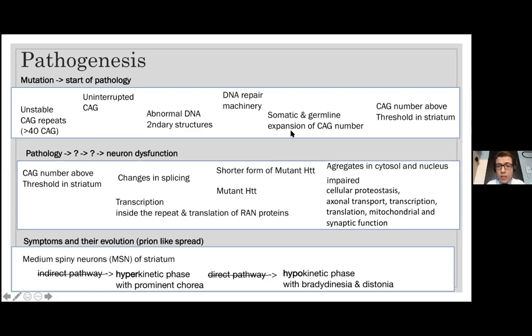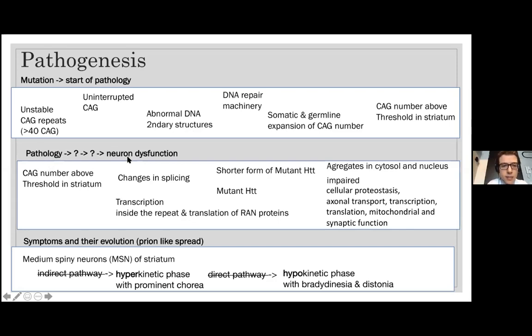So when this type of machinery contacts with the CAG repeats, it leads to expansion of the repeats within the cells of, for instance, the striatum. And the number of repeats keeps on growing. And so when the number of repeats goes above a certain threshold, we have the start of pathology. So there are genetic modifiers in the DNA repair machinery that lead to an earlier or later age of onset. Okay, but that's how the pathology starts.